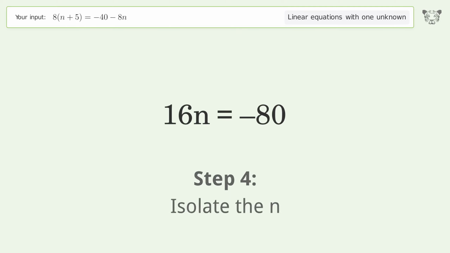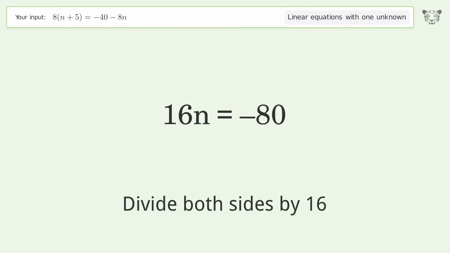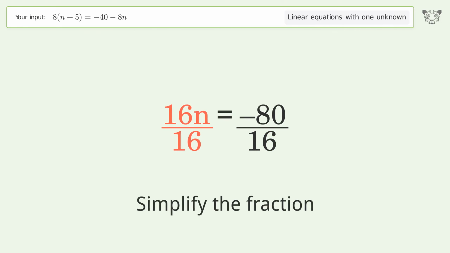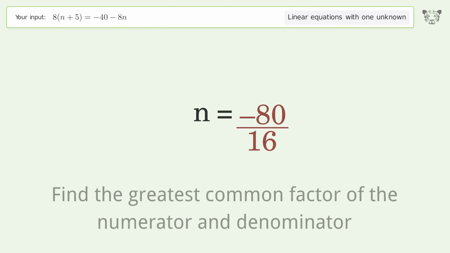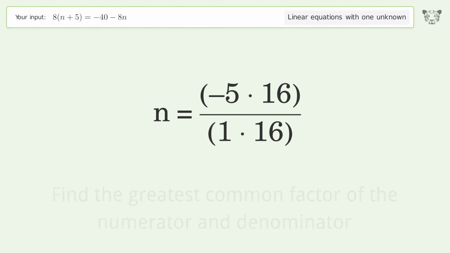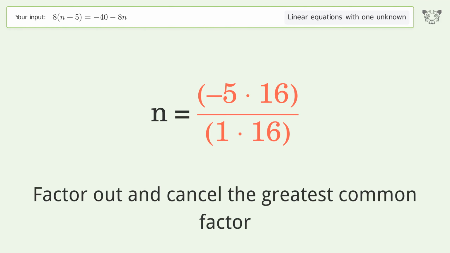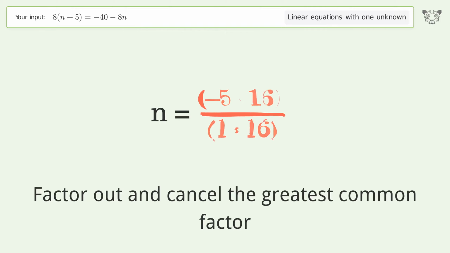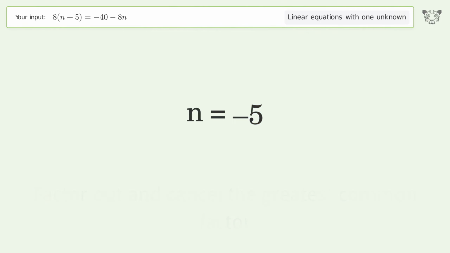Isolate the n. Divide both sides by 16. Simplify the fraction. Find the greatest common factor of the numerator and denominator. Factor out and cancel the greatest common factor. And so the final result is n equals -5.